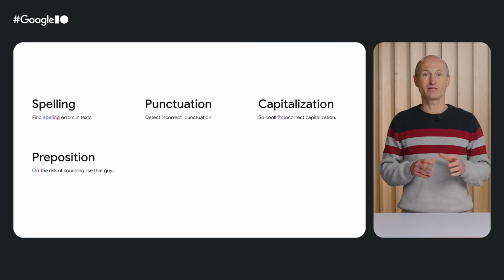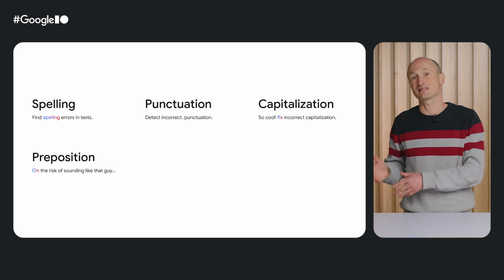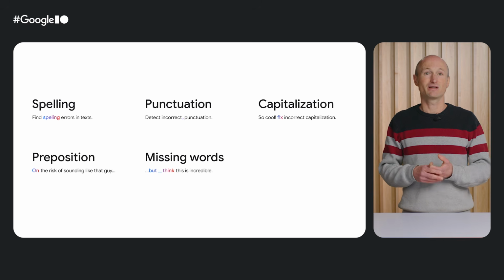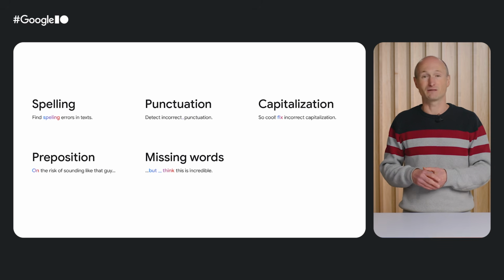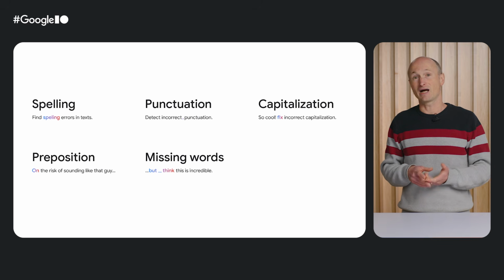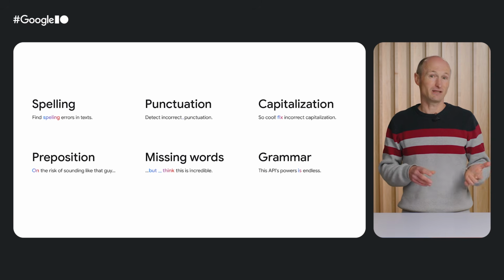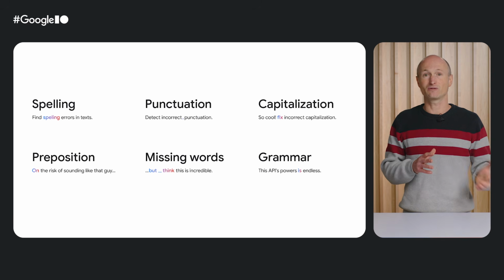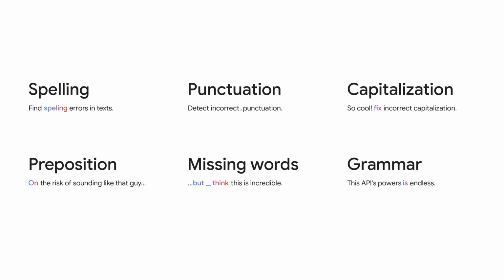The API is also trained on wrong prepositions, like this "on" that should be an "at." How many times have you skipped a word? Maybe because you got distracted when you were writing. Here, there is an "I" missing. And finally, the API can detect general grammar issues, like this "is" that should be an "R."